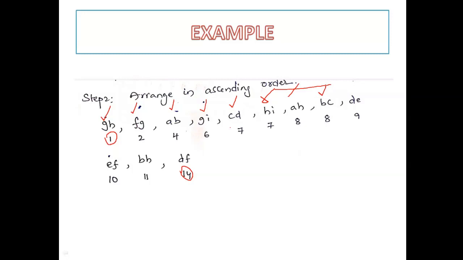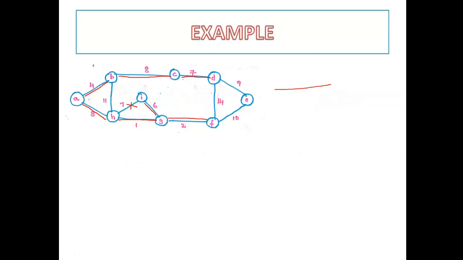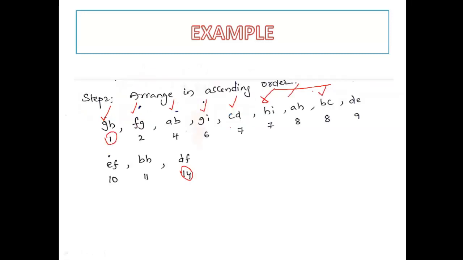And then we have DE. So now you can see, where is DE? So this is D and E. When we connect this edge also, it doesn't form any cycle. So you can consider that also. So DE also we consider. Then we have EF.